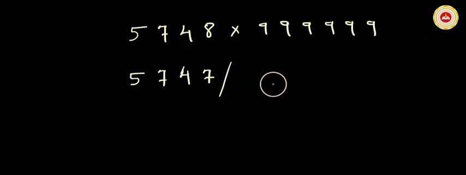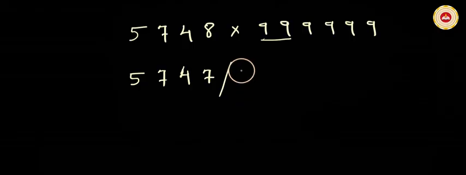Now let us calculate the right part. But first of all, let us count the number of 9s which are in excess. There are 4 digits in the multiplicand and 6 digits in the multiplier. That means there are 6 9s in the multiplier. 4 digits in the multiplicand and 6 digits in the multiplier means that there are 2 digits in excess. That means there are 2 9s in excess. So we marked these 2 9s.